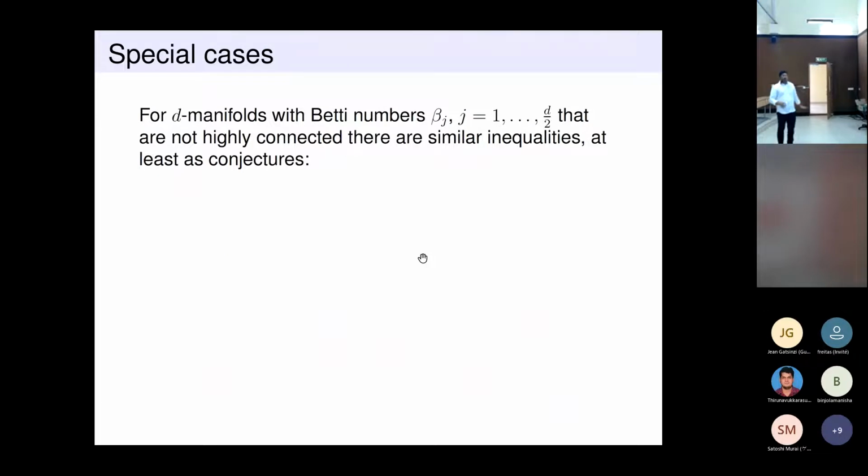Okay. So for d-manifolds with Betti number beta j, where j varies from 1 to d by 2, if the manifolds are not highly connected, then we have similar inequalities, at least as conjectures.